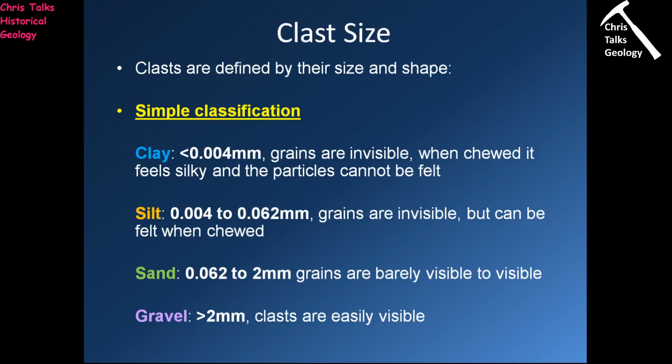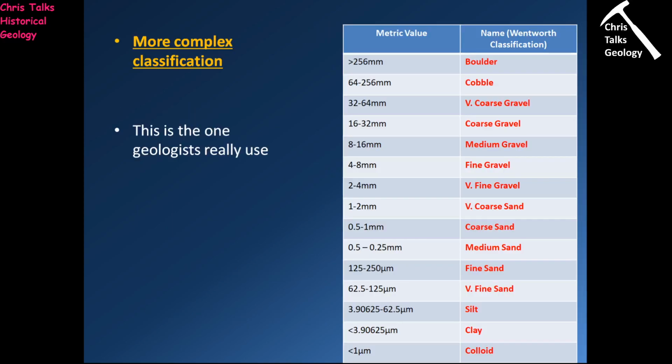Now this is a very simple classification scheme. The one that's normally used by geologists is this one. This is the Wentworth classification scheme, and you can see it's a little bit more complicated. Now we're going to ignore colloid down here. So it goes from clay, silt, very fine sand, medium, coarse, very coarse. Then we're into the gravels, very fine gravel, medium, coarse, very coarse gravel. Then we have cobbles, and finally boulders. Boulder is the largest of the clast sizes.